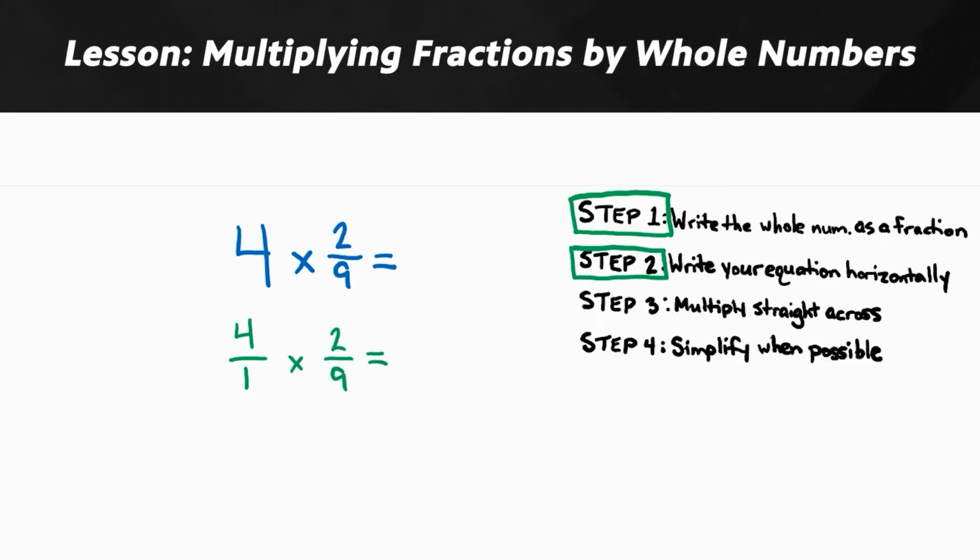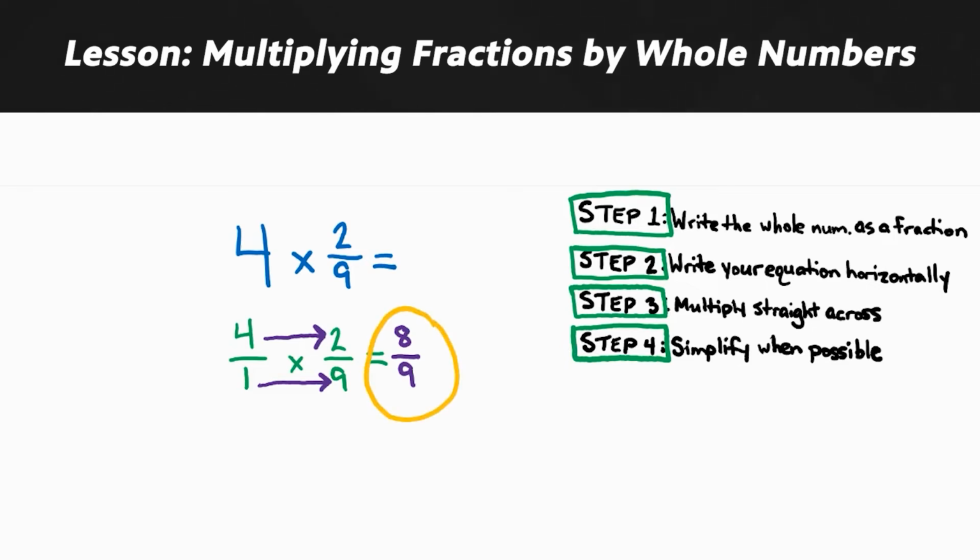Step 2 is to write it horizontally, which we've already done. Step 3 is to multiply straight across. 4 times 2 equals 8, and 1 times 9 equals 9. So we have our fraction 8/9. This time we don't need to do any converting into a mixed number because we didn't end up with an improper fraction. In fact, we don't need to do anything else because 8/9 is already in simplest form. Remember? If the numbers are sequential, meaning in order like 8 and 9, then you're already in simplest form. So step 4 is already done too.